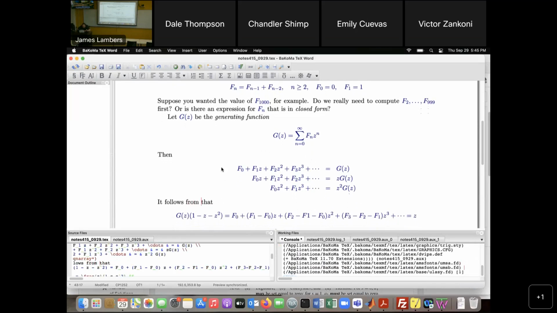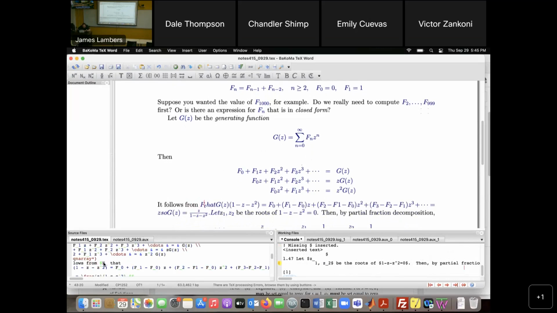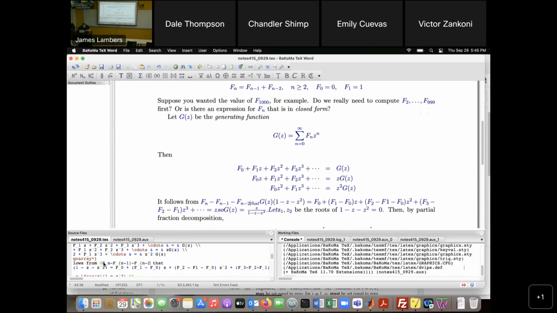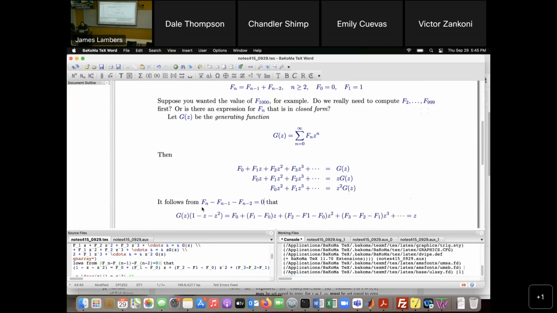Because if I write the recurrence relation as I move everything to one side, Fn minus Fn minus 1 minus Fn minus 2 equals 0. So that's what I'm using. And that applies for z squared, z cubed, all higher powers of z. The coefficient of z to the n for all n equal to 2, 3, and on up is going to be this for some n, and therefore it'll be 0. So all the terms of degree 2 or higher will go away.